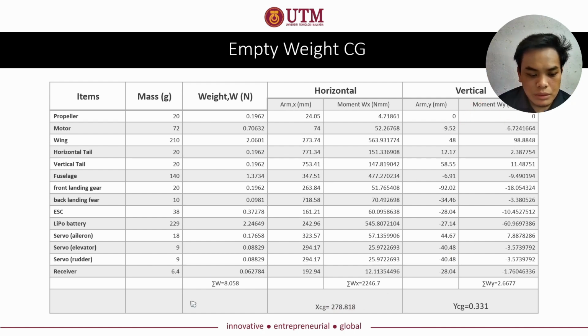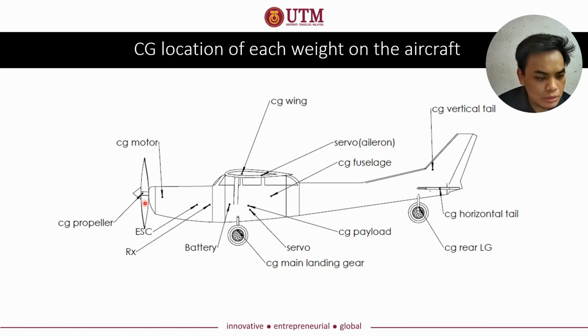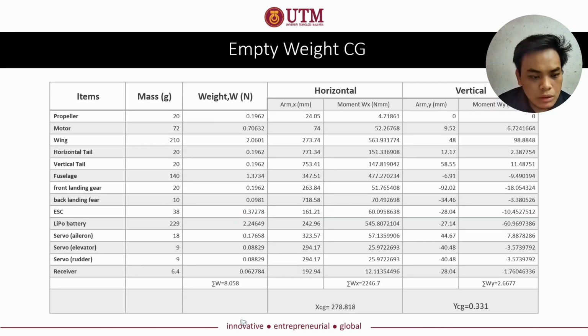And as you can see here, there's a negative value, since we put this as a reference point, so everything that goes up is positive, and everything that is located below this point is considered negative. Okay, so this is the CG value, the horizontal CG for empty weight, and this is the vertical one.